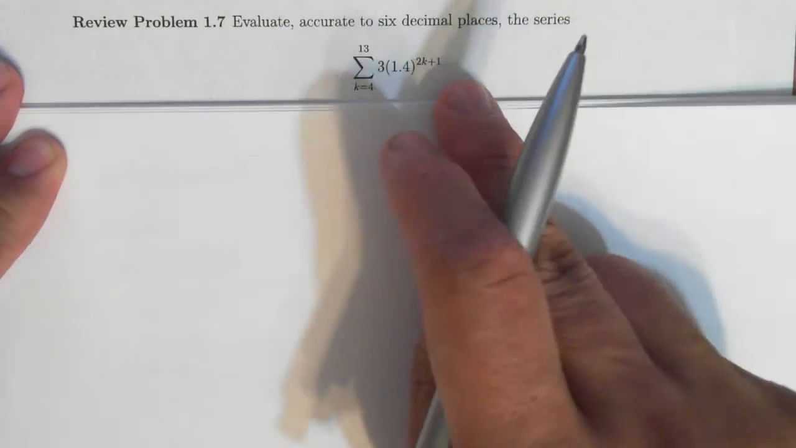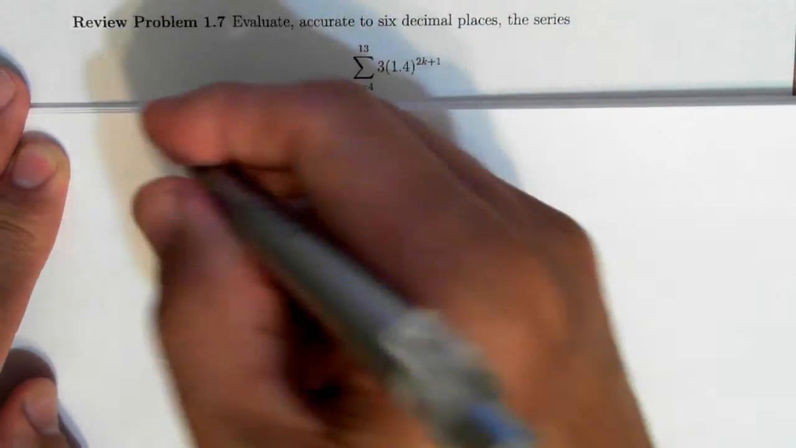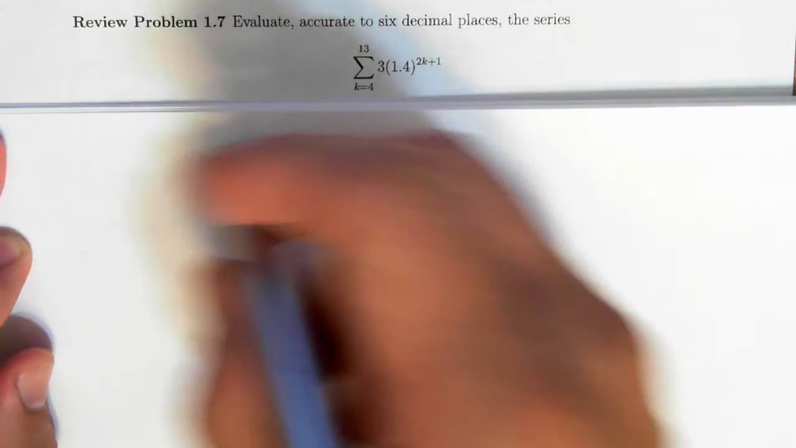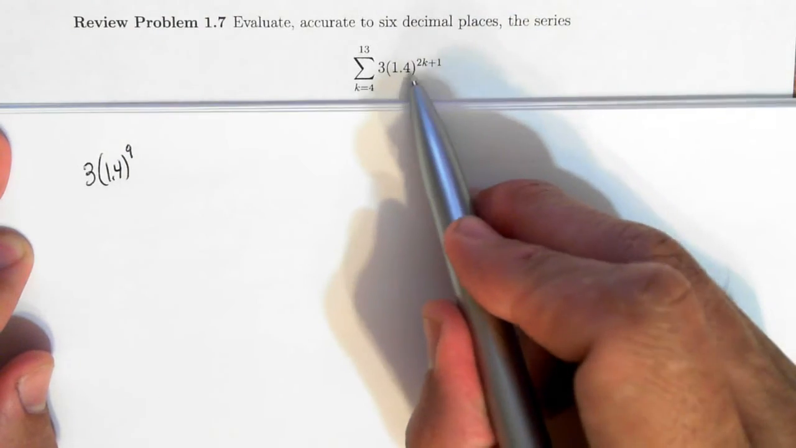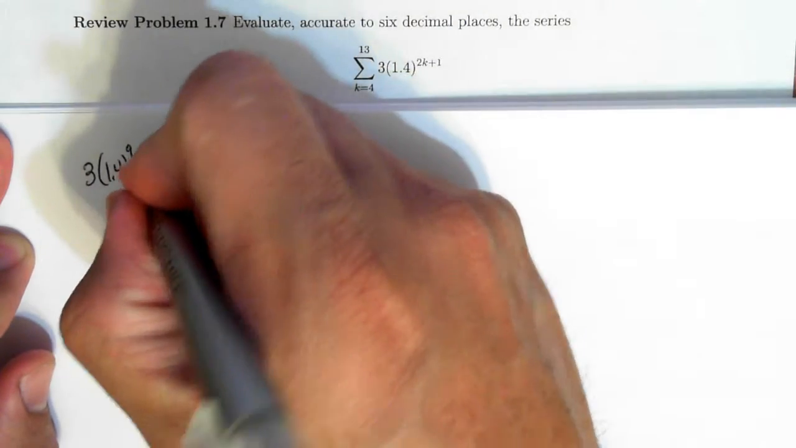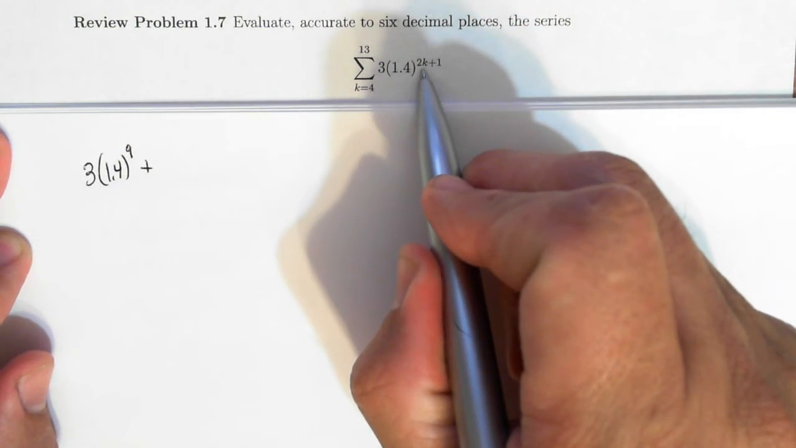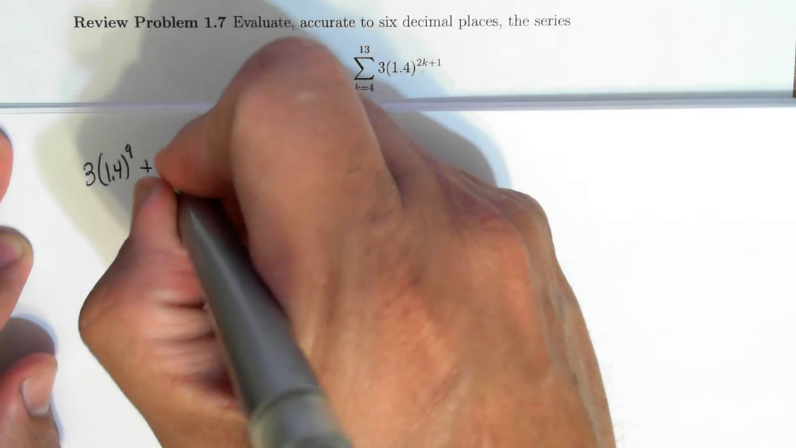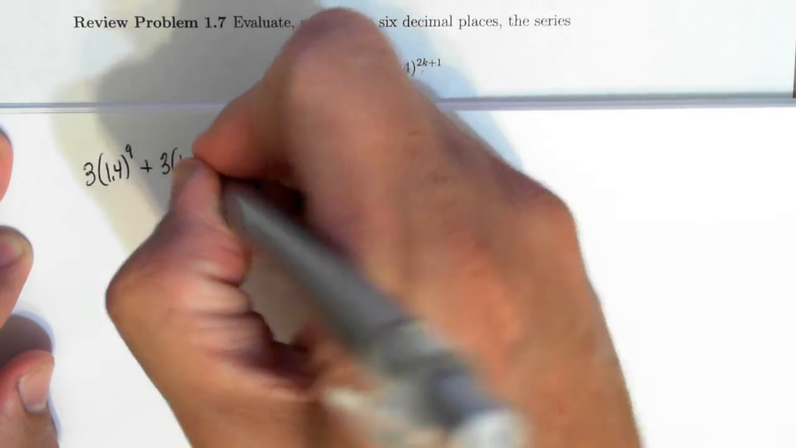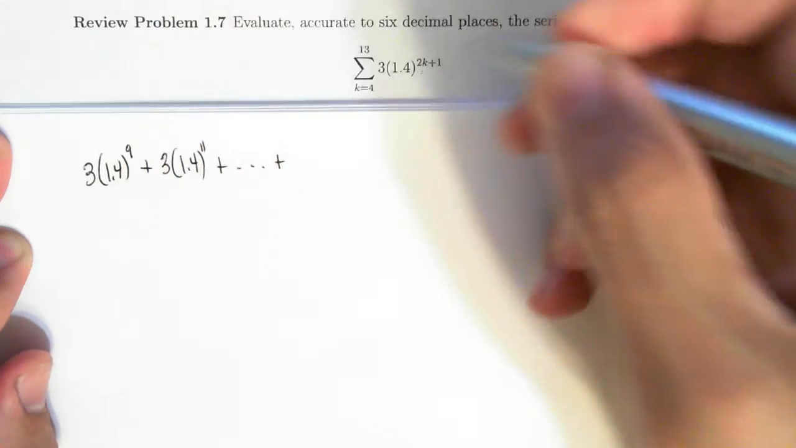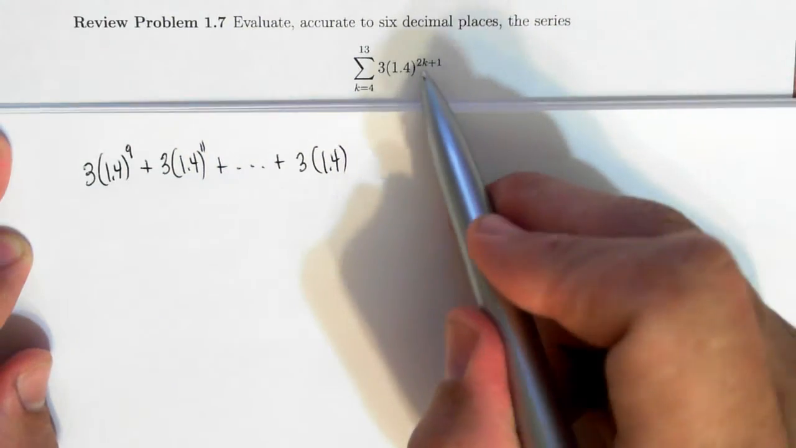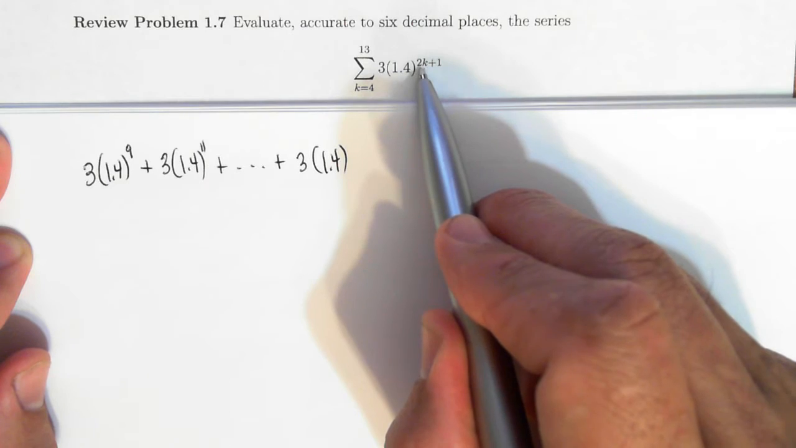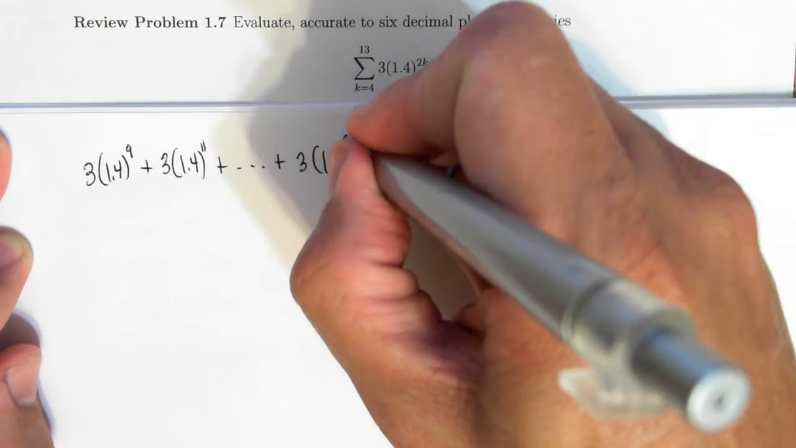Okay, so first off, let's just try to write this out. If I write out k equals 4, that'd be 3 times 1.4 to the 9th power, 2 times 4 plus 1. Then if k equals 5, it'll be 2 times 5 plus 1, 11, so 3 times 1.4 to the 11. And the last term would be 3 times 1.4 to the... if I plug in 13, it'd be 2 times 13 is 26, plus 1 makes 27.